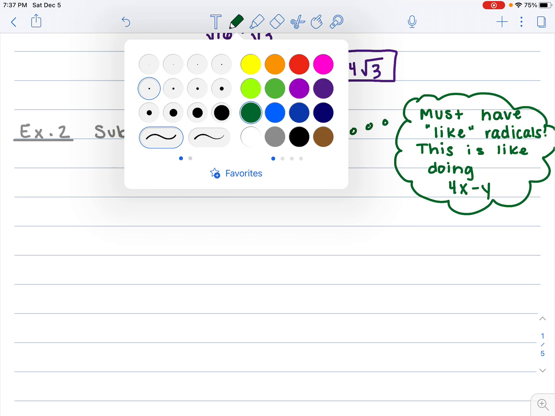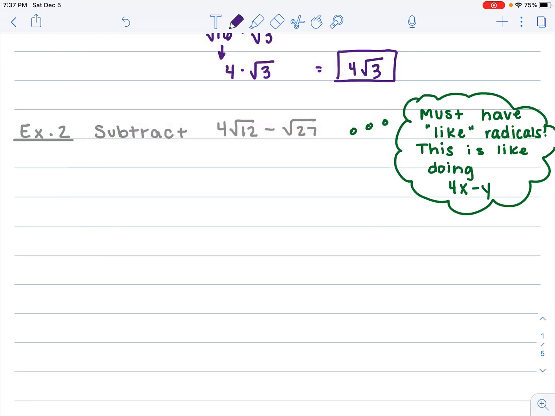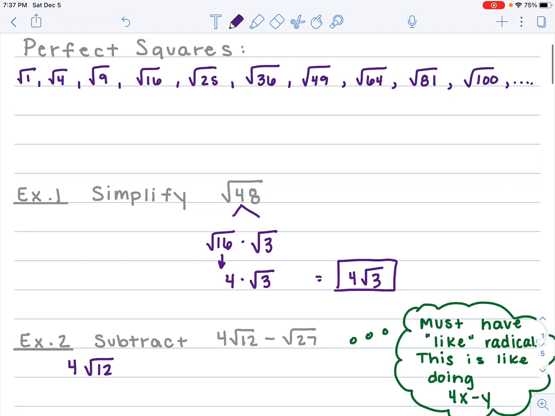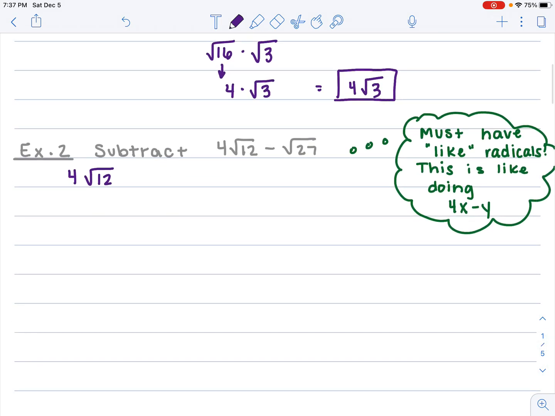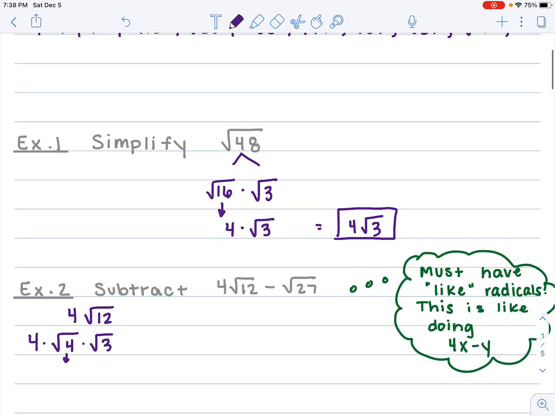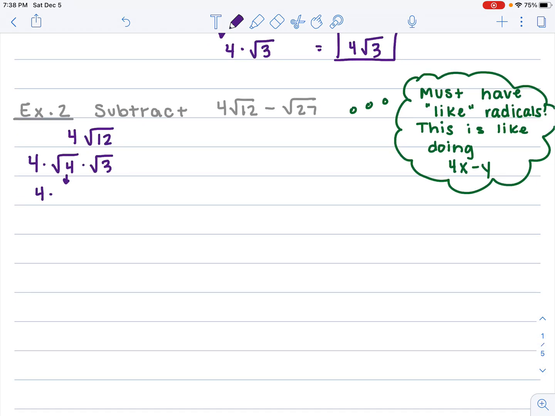So what we're going to do first is simplify these. I'm going to look at the 4 radical 12 and that minus radical 27, and break those down. First, 4 radical 12. I look up the list of perfect squares. I know that 4 goes into 12, 3 times. So I've got 4 times radical 4 times radical 3. I know the square root of 4 is 2. 4 times 2 is 8, radical 3.